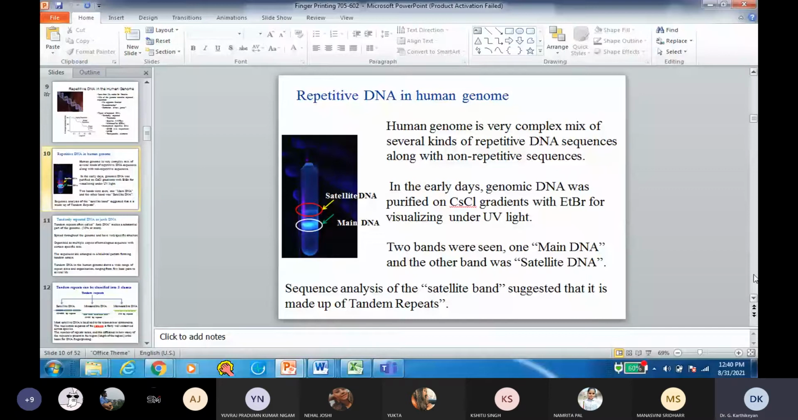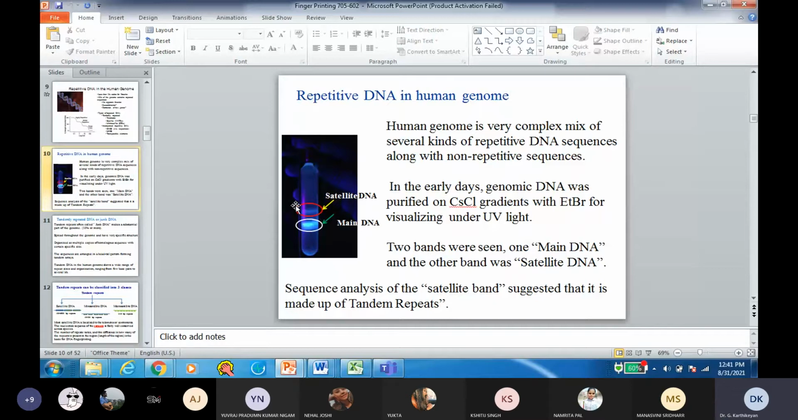How was this discovered? In the early days, genomic DNA was purified using cesium chloride density gradients with ethidium bromide for visualizing under UV light. Two bands were seen. One turned out to be the main DNA, the other was a satellite band. People would generally have discarded the satellite, but many discoveries in science happen because somebody was curious to know what this small band is. They sequenced this satellite DNA and realized that it is made of lots and lots of repetitive DNA sequences. So the main DNA was probably the unique one, and the satellite DNA was highly repetitive DNA sequence.